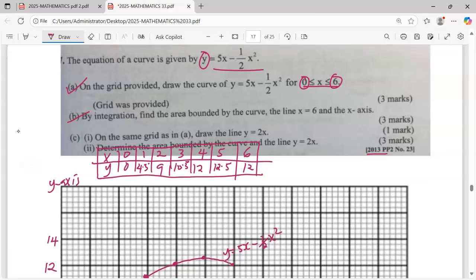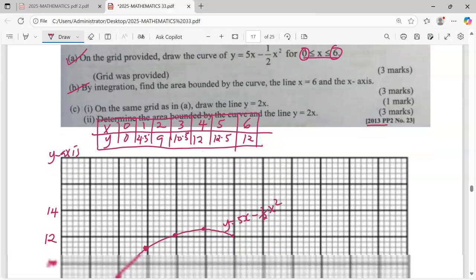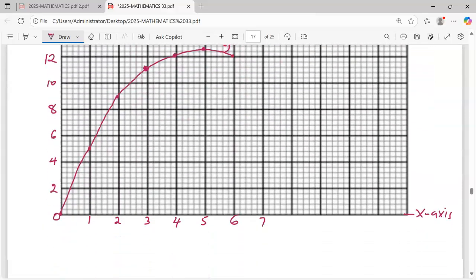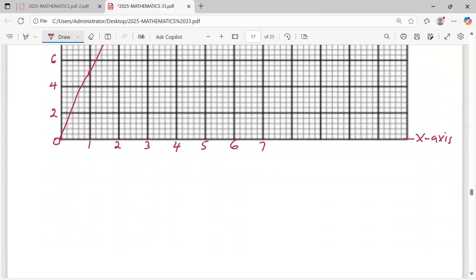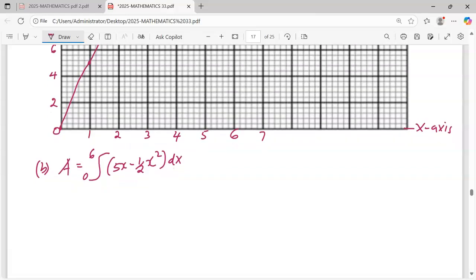Then B, by integration, find the area bounded by the curve, the line y equals x, the line x equals 6 and the x-axis. That is the area that we are supposed to calculate. Remember, the area will be obtained by integrating the given function within the range x equals 0 to x equals 6. Remember, the function we have is 5x minus half x squared. We are going to integrate with respect to dx.